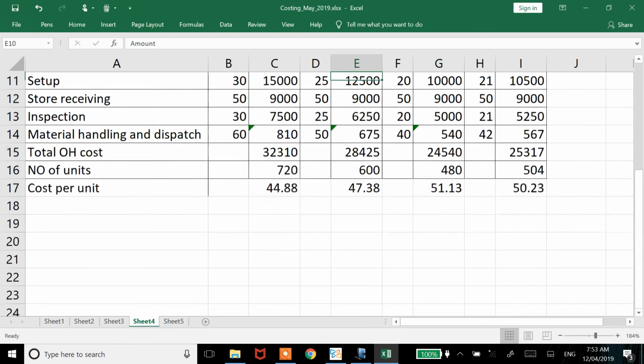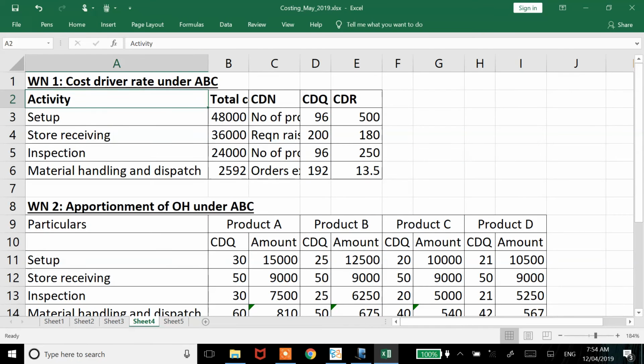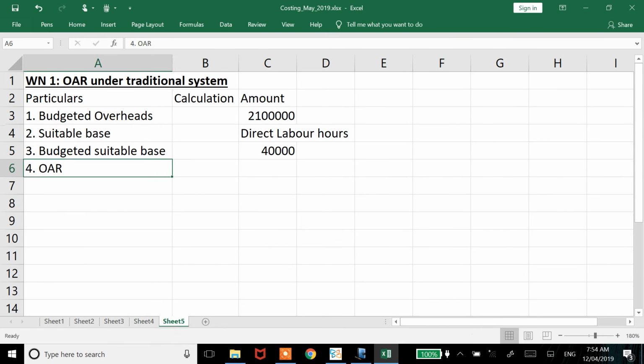Ideally, I could have done it in this format also: activity, total cost, cost driver name, cost driver quantity, cost driver rate. Activity, total overheads. Total cost 21 lakh. Cost driver name, labor hours. Cost driver quantity, 40,000 labor hours. Cost driver rate, you divide and get to the rate. The rate is turning out to be how much, you said?